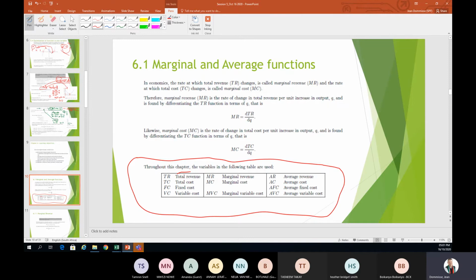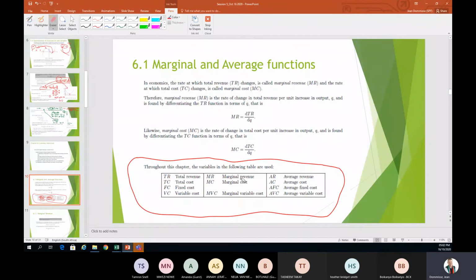And actually how you calculate that is by differentiating the other formulas. So we will get a marginal revenue if you differentiate total revenue. We will get marginal cost if you differentiate total cost. You will get marginal variable cost if you differentiate variable cost. So that for me is the important part out of this.